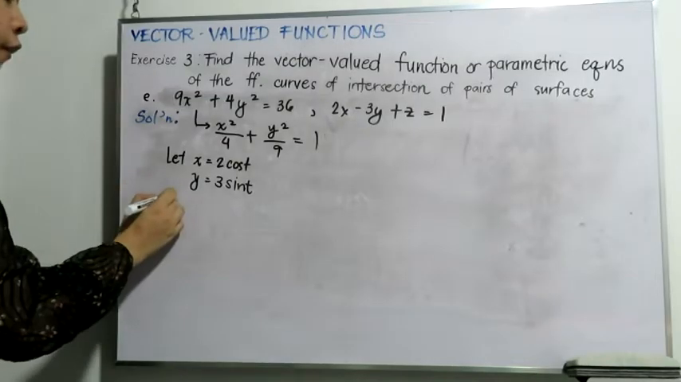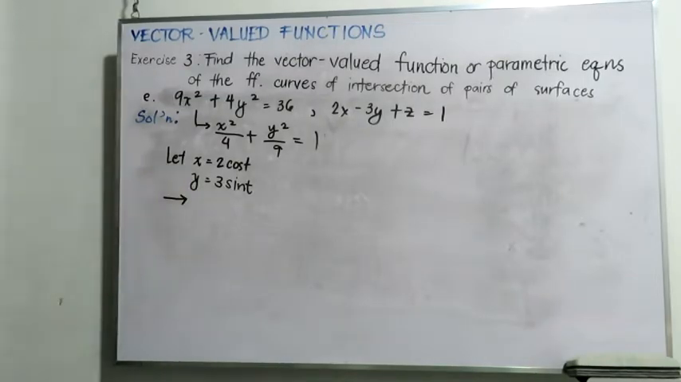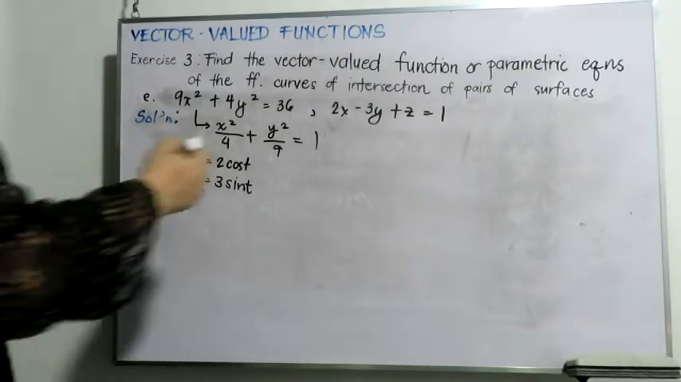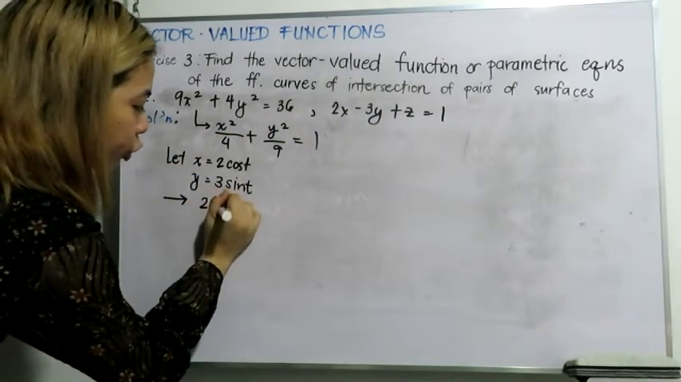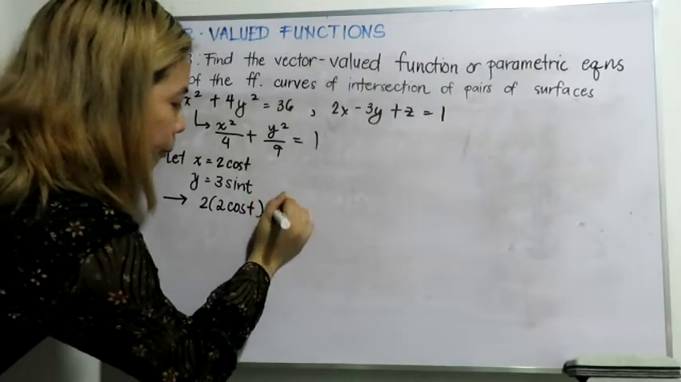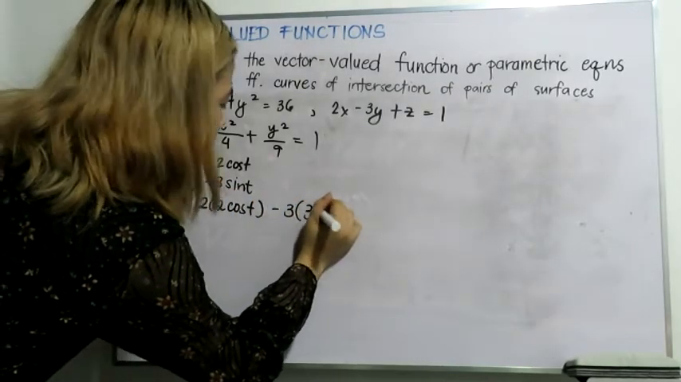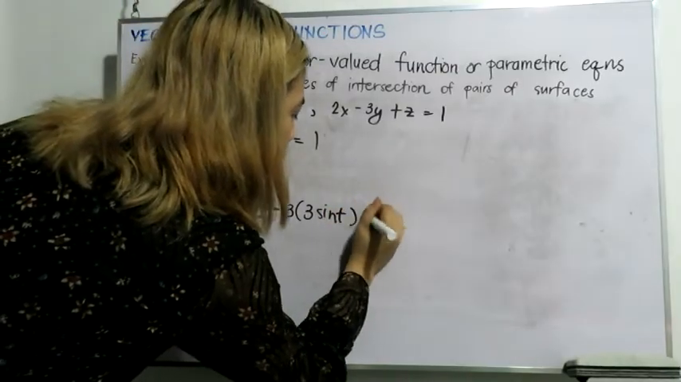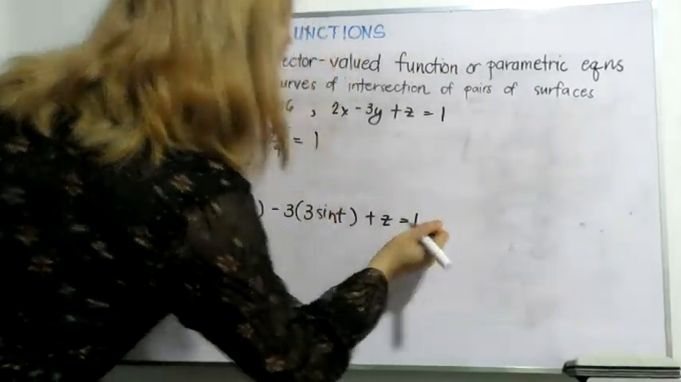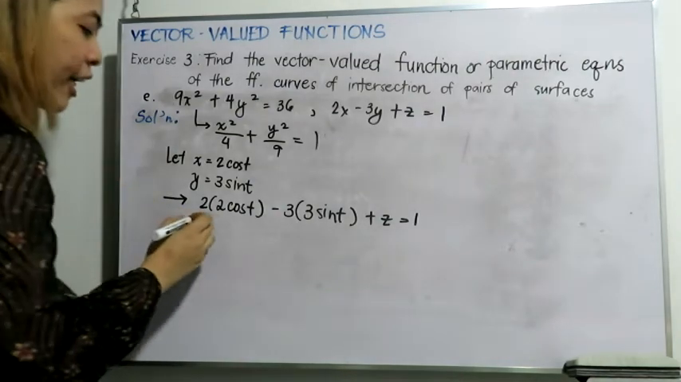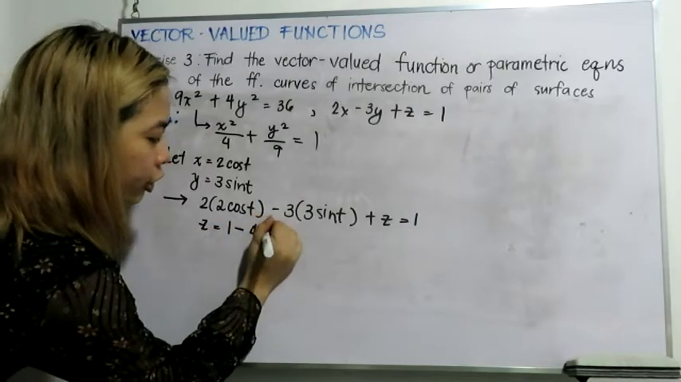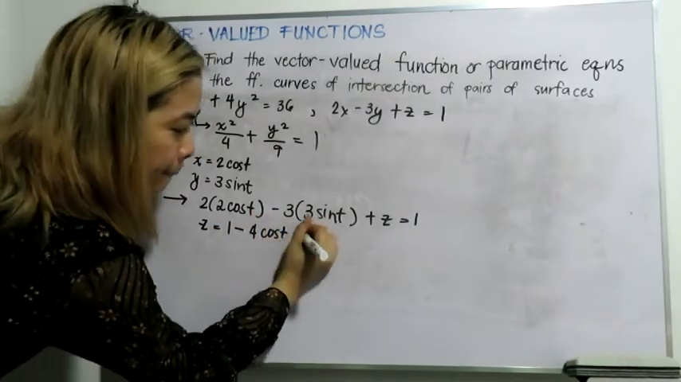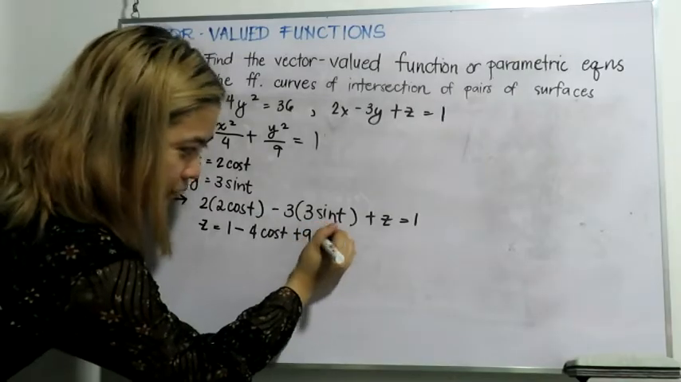And from the second equation, we can plug in these two parametrizations in order to solve for the variable z. So we have 2 times 2 cosine t minus 3 times 3 sine t plus z is equal to 1, which simplifies into z equals 1 minus 4 cosine t plus 9 sine t.